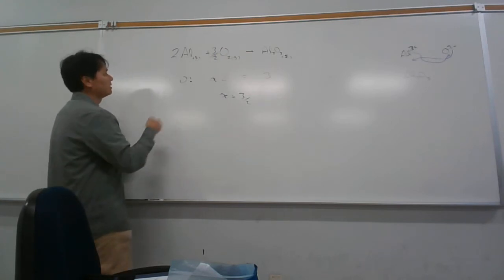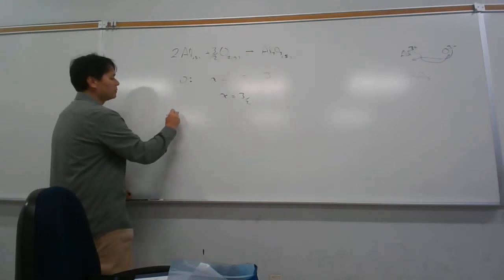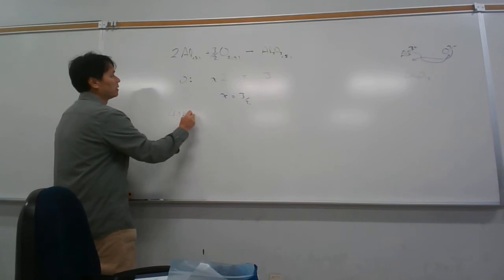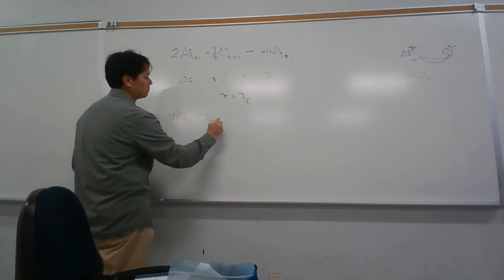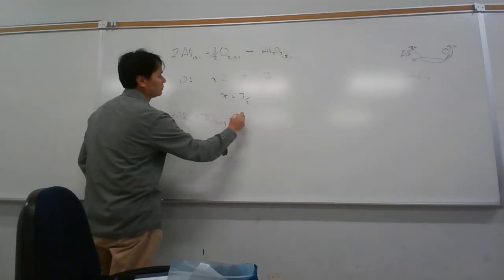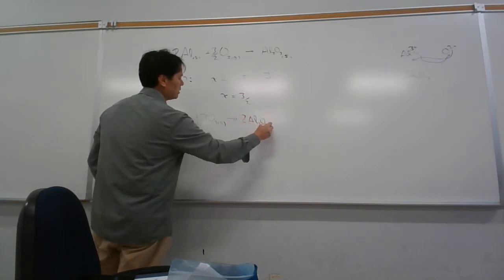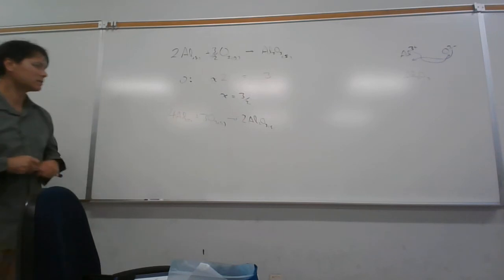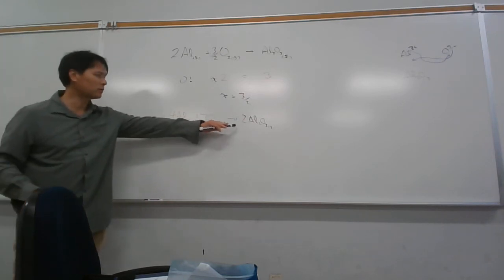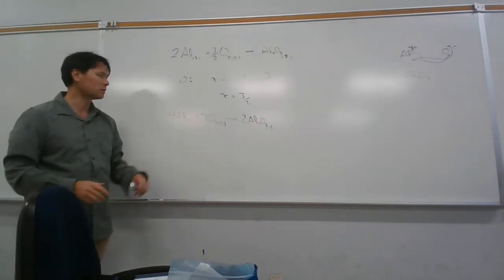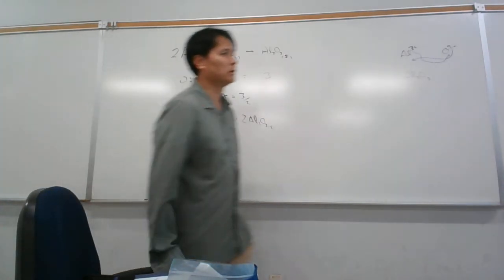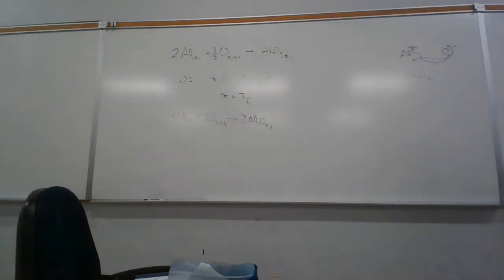Now, if we double everything, then that means I'm going to have 4 aluminums plus 3 oxygens. This is going to yield or produce 2 aluminum oxides. 2 or 3 solids. And so now this is balanced. We have 4 aluminums on the left, 4 aluminums on the right, 6 oxygens on the left, 6 oxygens on the right. I'm just going to balance this out.